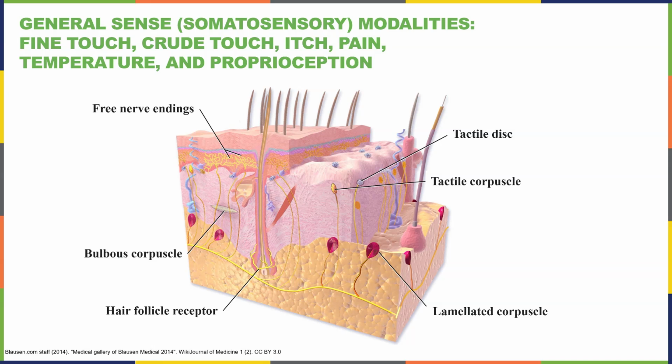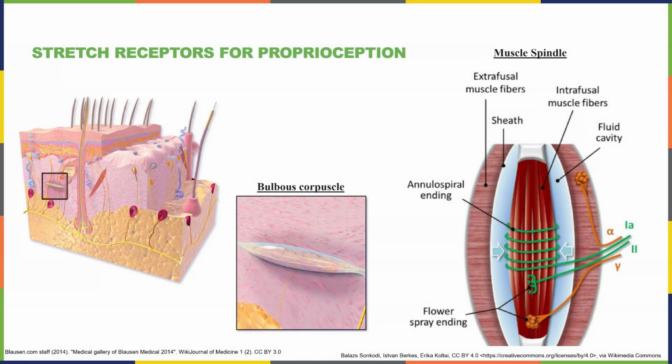Another general sense is called proprioception, which is the sense of body position. Stretch receptors in the skin, joints, and muscles monitor body position for proprioception. Bulbous corpuscles detect stretching of the skin and joints. Muscle spindles detect stretching of the muscles.